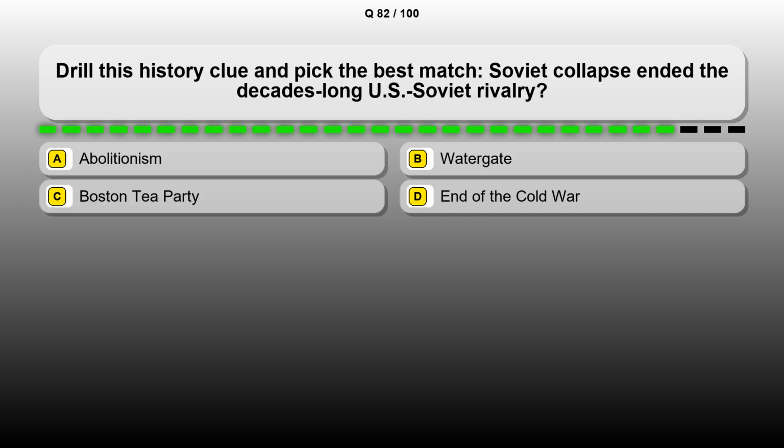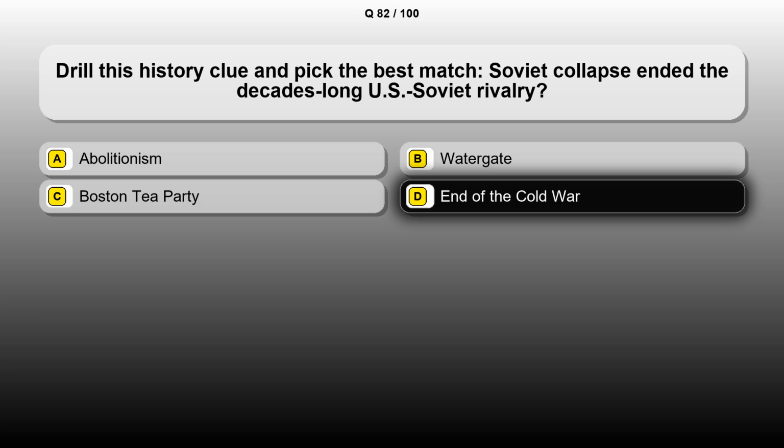Question 82. Drill this history clue and pick the best match. Soviet collapse ended the decades-long US-Soviet rivalry. Option A, abolitionism. Option B, Watergate. Option C, Boston Tea Party. Option D, end of the Cold War.